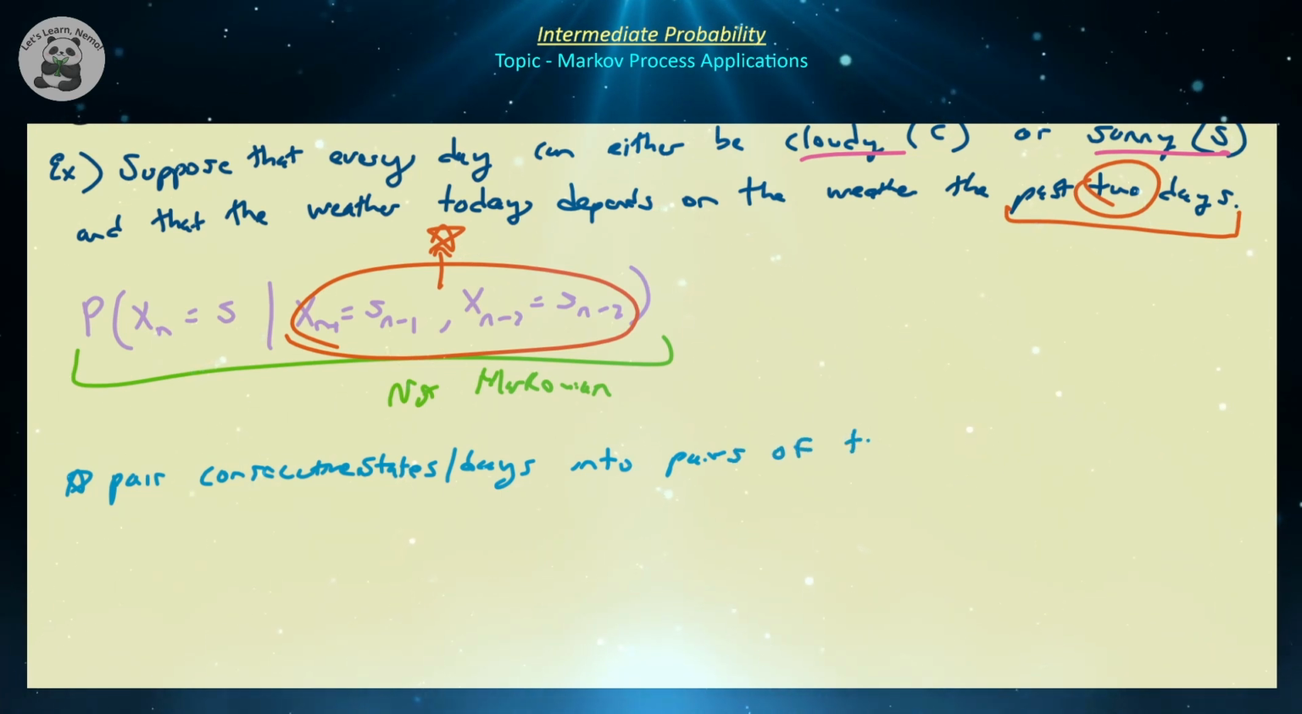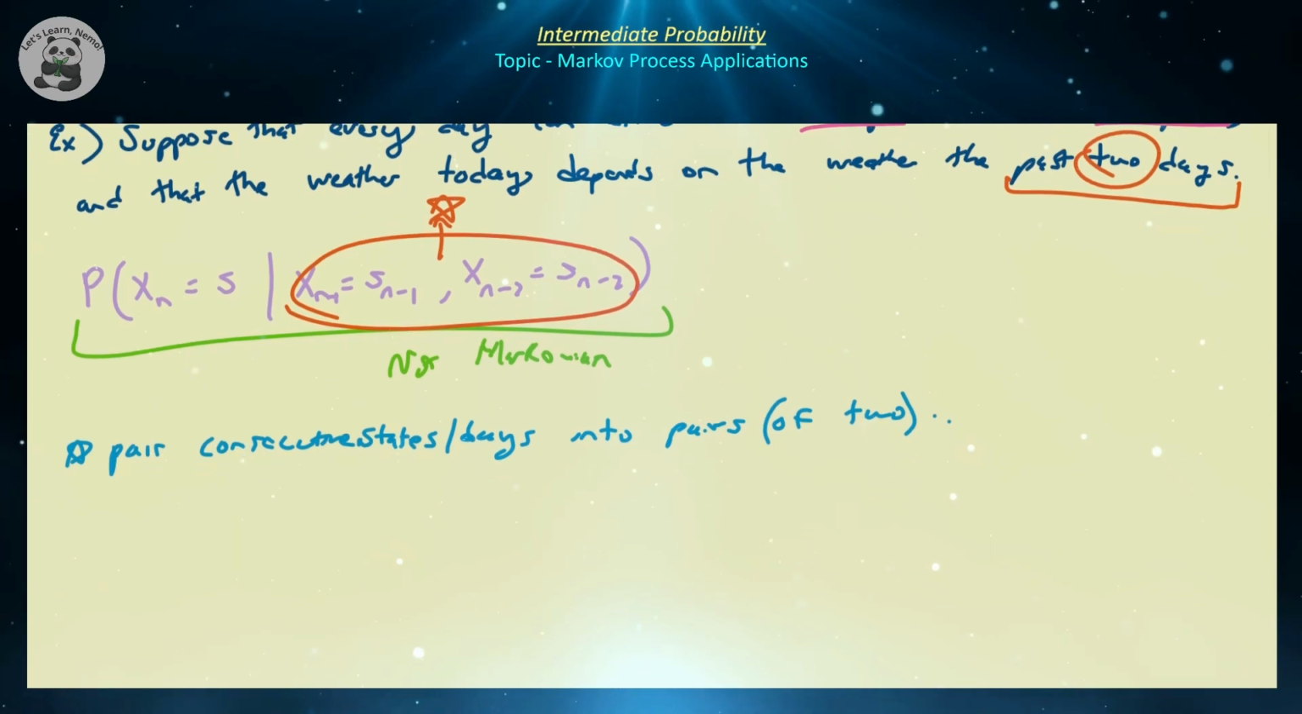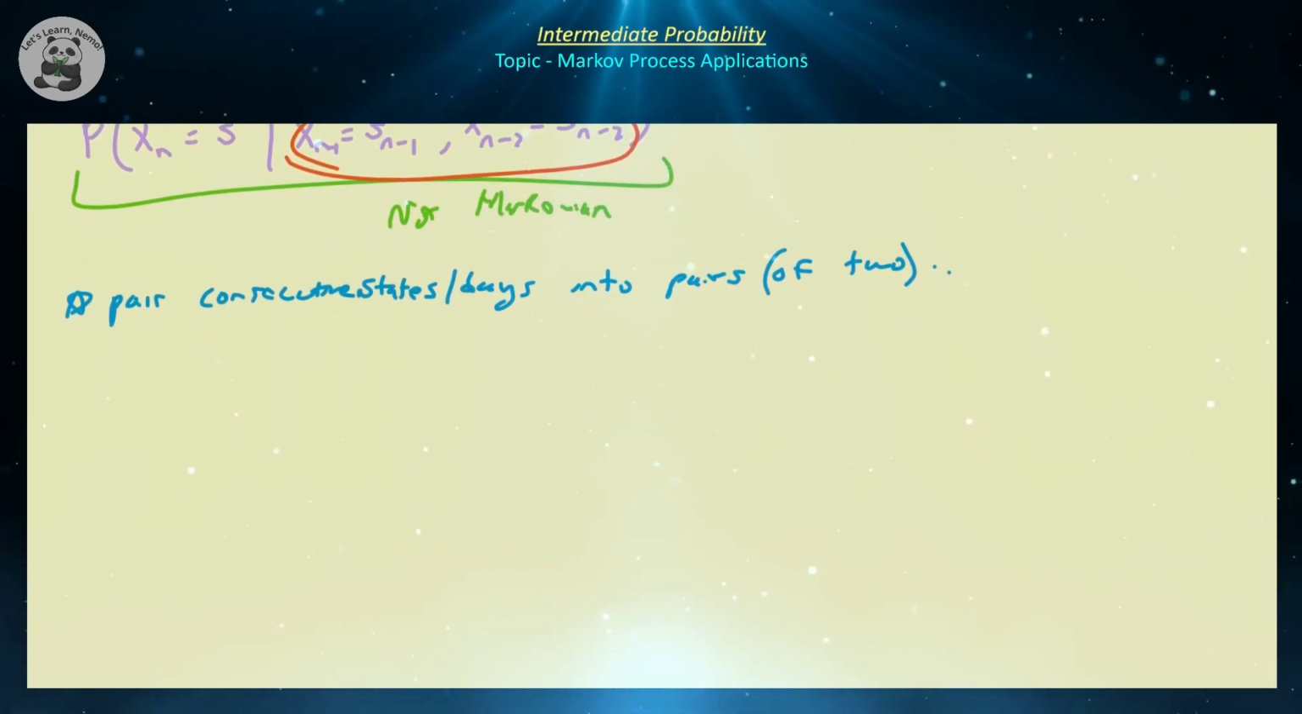Pairs of 2. For example, if you have a multi-state with order 3, then you would pair it in pairs of 3. Okay? So what exactly would our state space S be equal to?